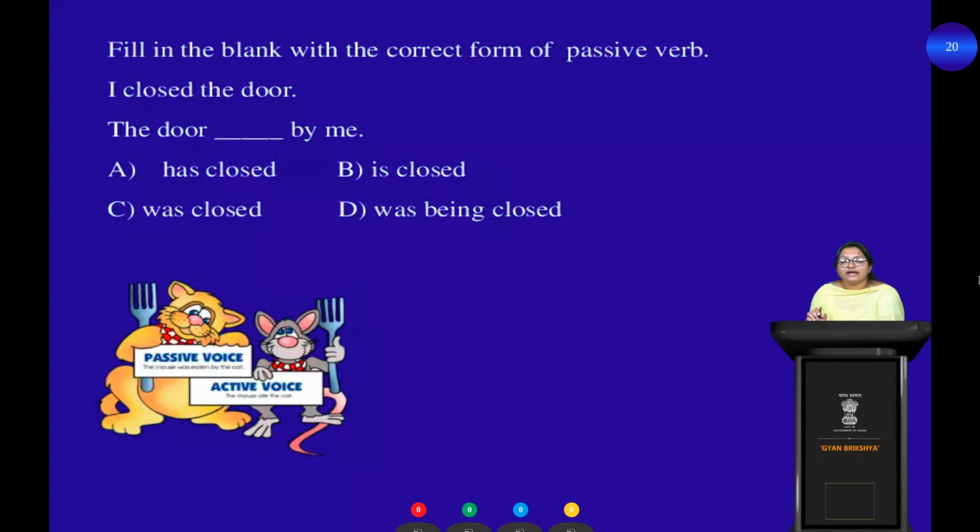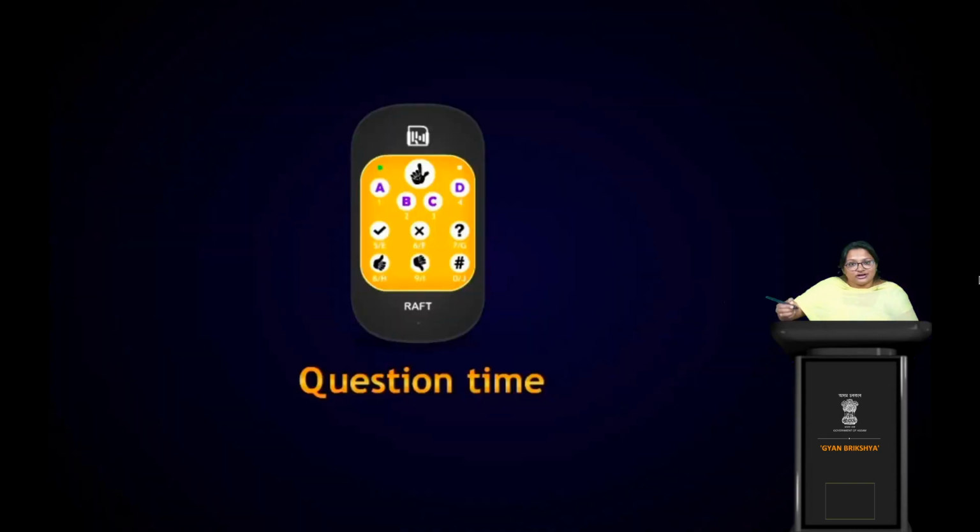So I closed the door, active. The door by me. What will be there in the blank? Okay, the correct response is option C, right? So I closed the door: the door was closed by me. So option C is the correct option here.